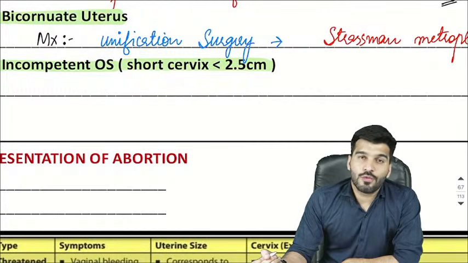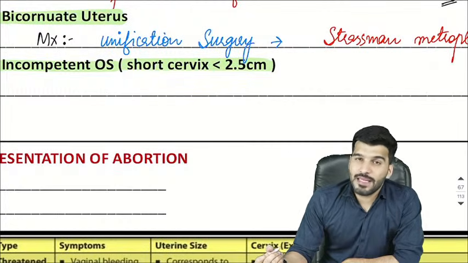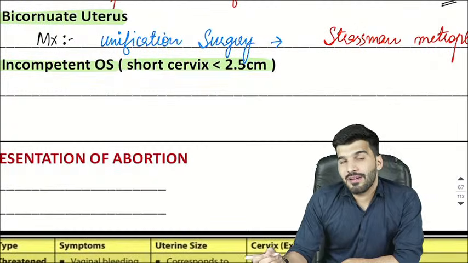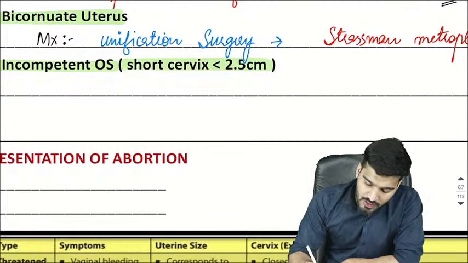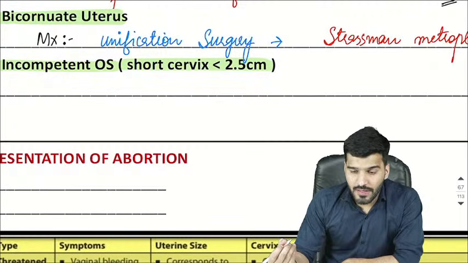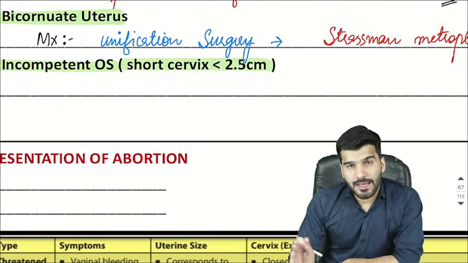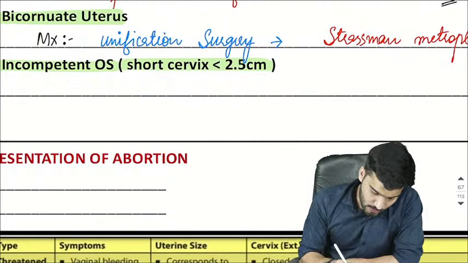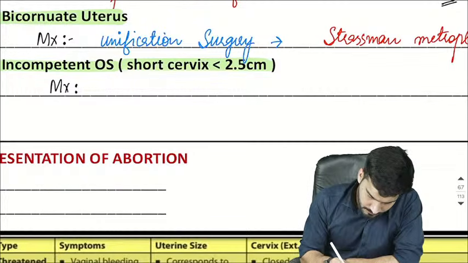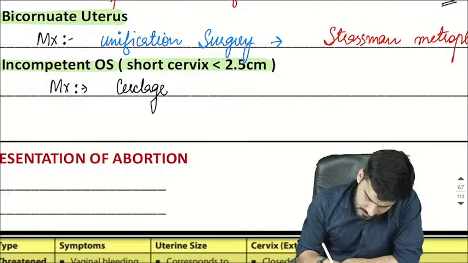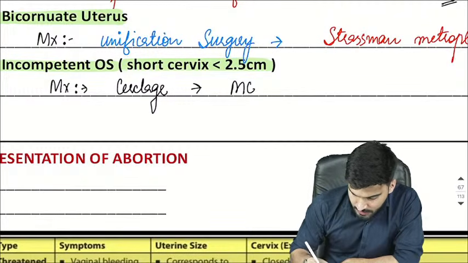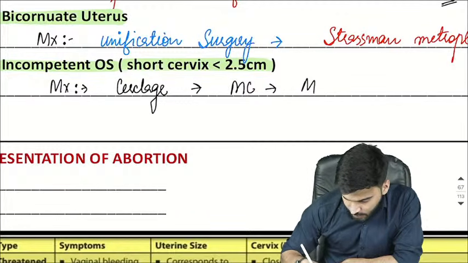The presentation of these patients is painless dilatation, followed by prolapse of membranes and expulsion of the fetus. So we put the cerclage at 12 weeks and remove it at 37 weeks in order to stop the painless dilatation of the cervix. The management for this is cerclage, and the most common is McDonald cerclage.